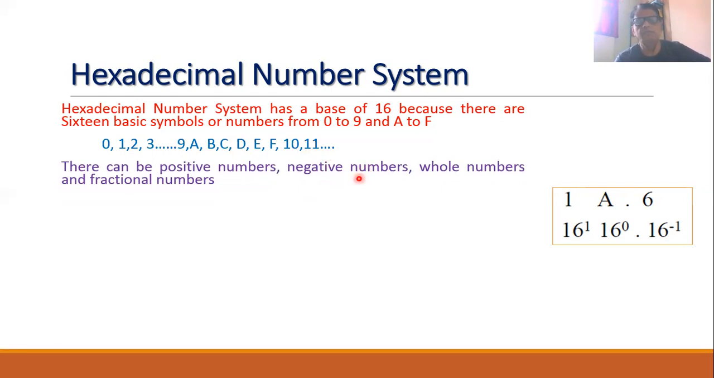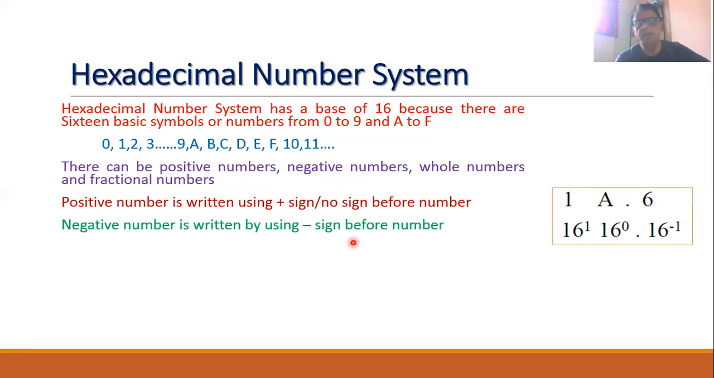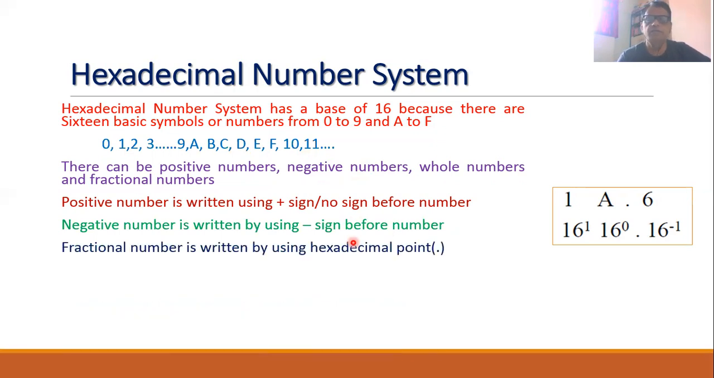In hexadecimal number system also, numbers can be positive, negative, whole numbers, and fractional numbers. Whenever we do not write any sign or plus sign, then that number is being treated as a positive number. Whenever we write a negative sign, then that number is being treated as a negative number. If you want to write any fractional number in the hexadecimal number system, then you need to make use of the point, and this point is being called as a hexadecimal point.